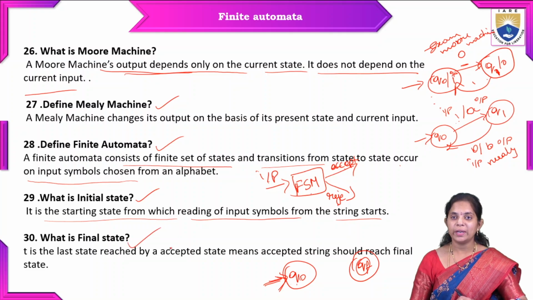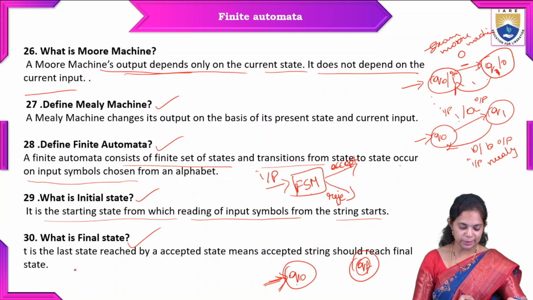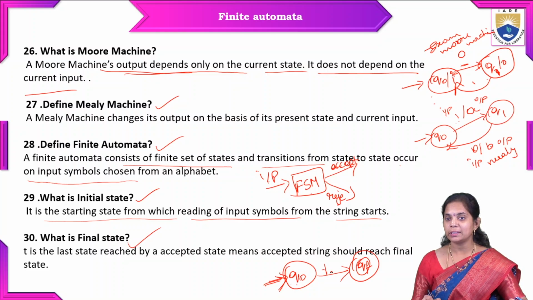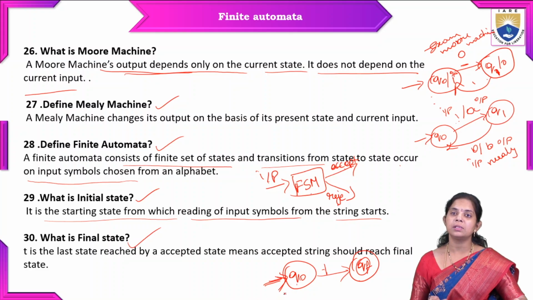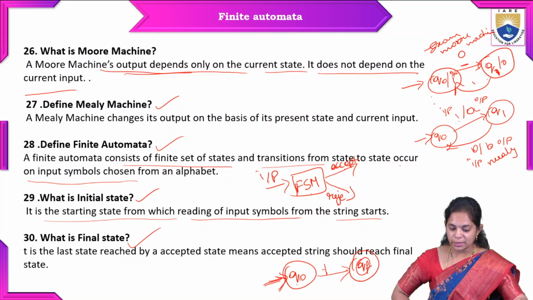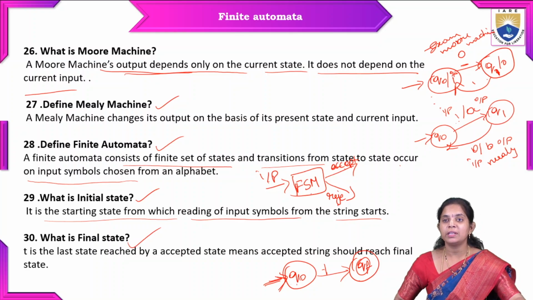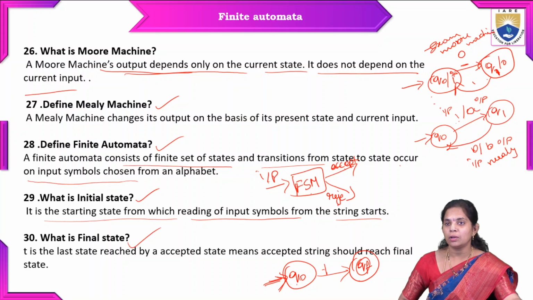And what is the final state? Whenever we give a value, say 1, as an input symbol and it reaches the final state. Finally, when we reach the end of the string, it should be in the final state. That is represented with the double circle for the final state. These are all the definitions we have in finite automata.